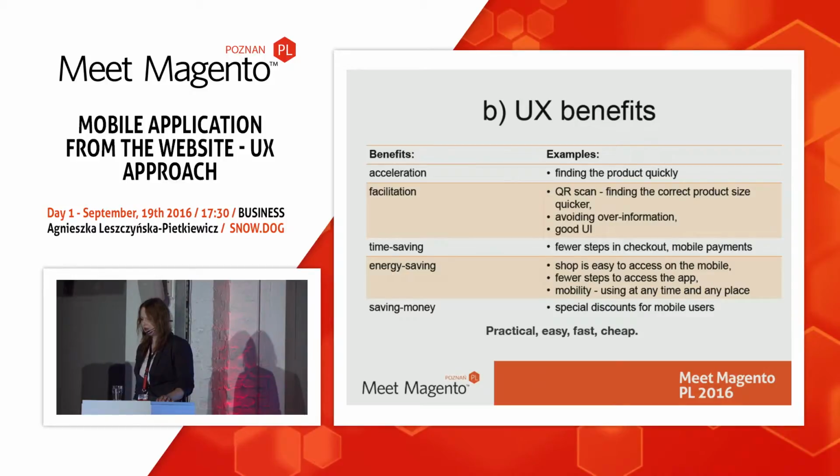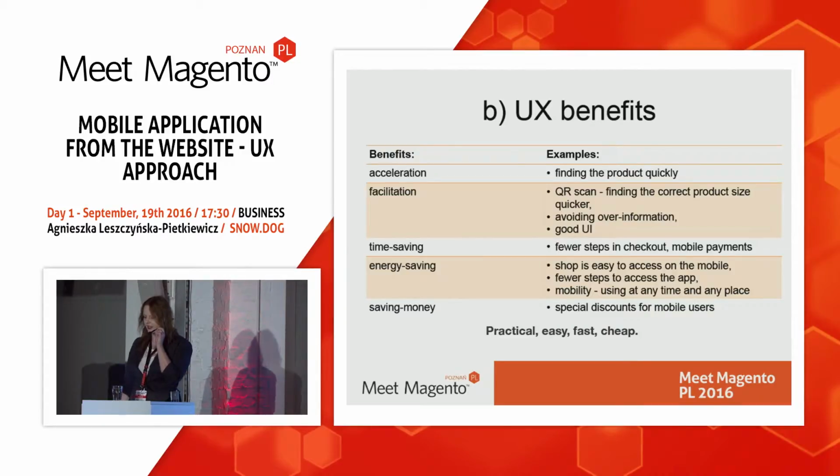Okay, so UX benefits. For example, acceleration. So you can find the product quickly. Like you don't have to look for it for minutes. Facilitation. For example, QR scan, you can find the correct product size quicker. You're in a shop, like an offline real shop, and you want to check if it's online. So you just use the scan and you know it. It's really quick and easy. You should also avoid over-information. You should have a good user interface.